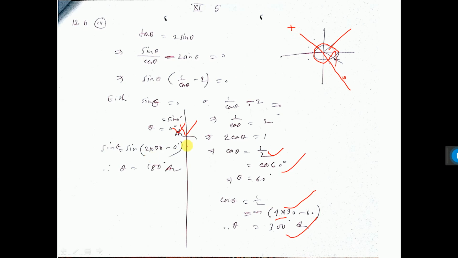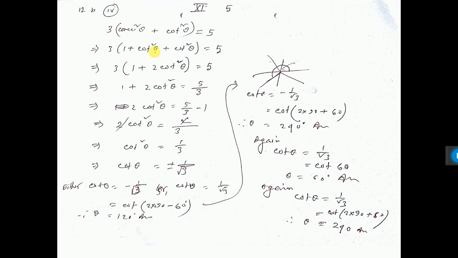So how to go to the second quadrant? 2 into 90 minus theta. See, 2 into 90 minus theta. Now minus 0 I have given. Why? Because sin 0 is 0, that is why the theta value is 0. So 180 minus 0 is 180 only. So how many answers we got? 1, 2, 3, 4. 4 answers we got.